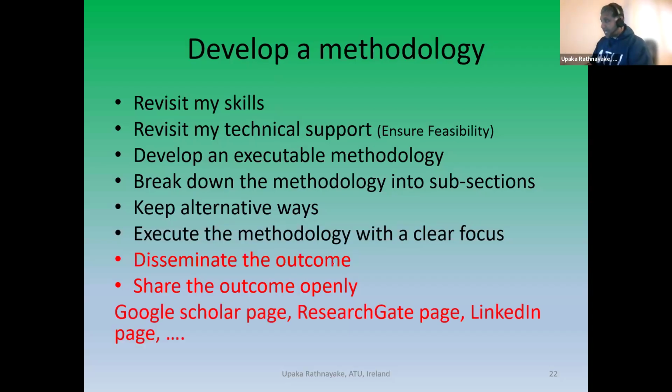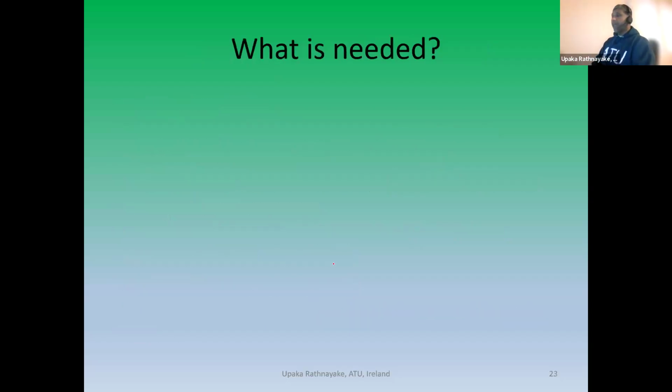So Google Scholar page, ResearchGate page, LinkedIn page, there are a few of them. You can disseminate your outcomes in various ways, various archives and so on. Okay, so what is needed? So this could be probably my last slide.